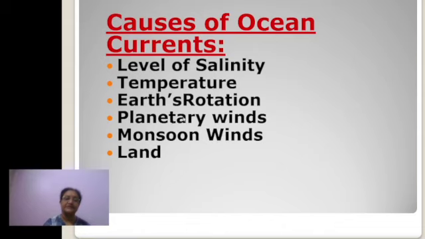Then monsoon winds. To some extent the monsoon winds also cause the movement of ocean currents in different parts, especially in the Southeast Asian countries. And next is the land. Just now I discussed that the shape of land affects a lot. That becomes very important for which direction the ocean current will move. Sometimes an ocean current is coming in one direction.